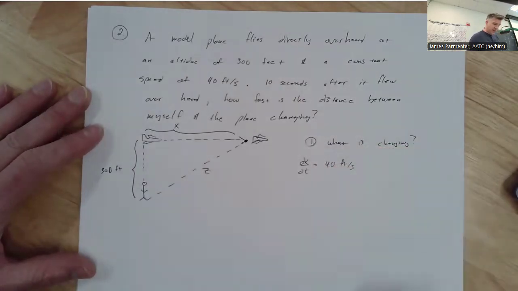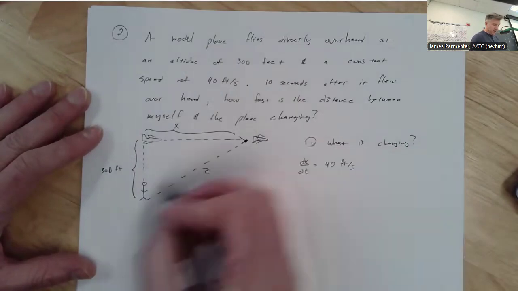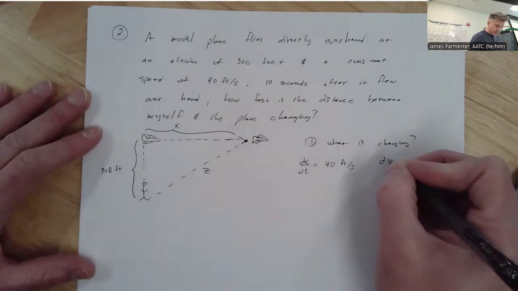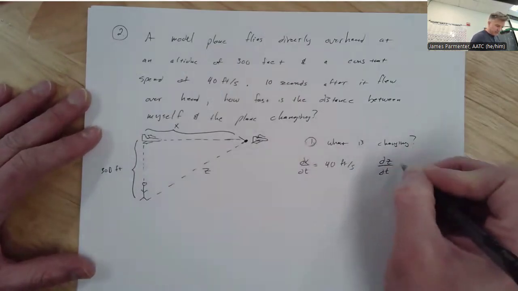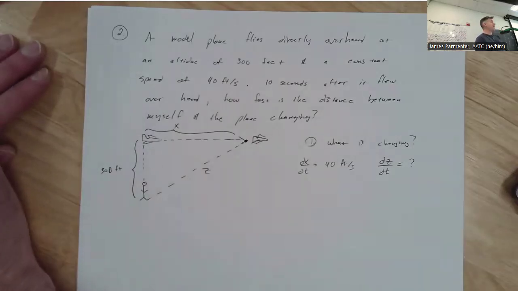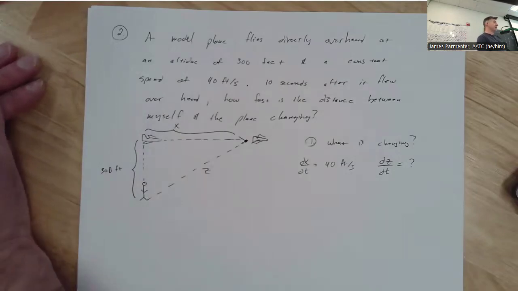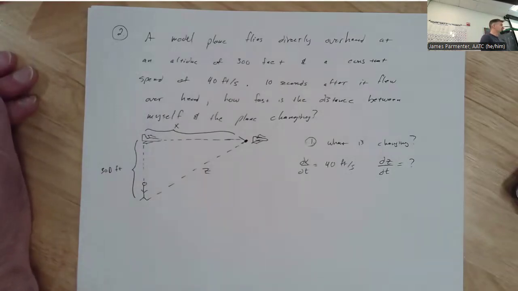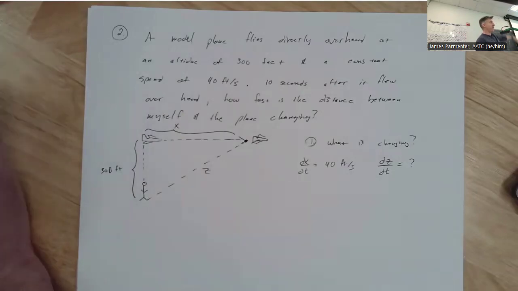And we're being asked to find how fast the distance between myself and the plane is changing, which is our dz/dt, which we expect to be a positive rate of change because the distance z is also increasing as the plane moves further and further away from me.